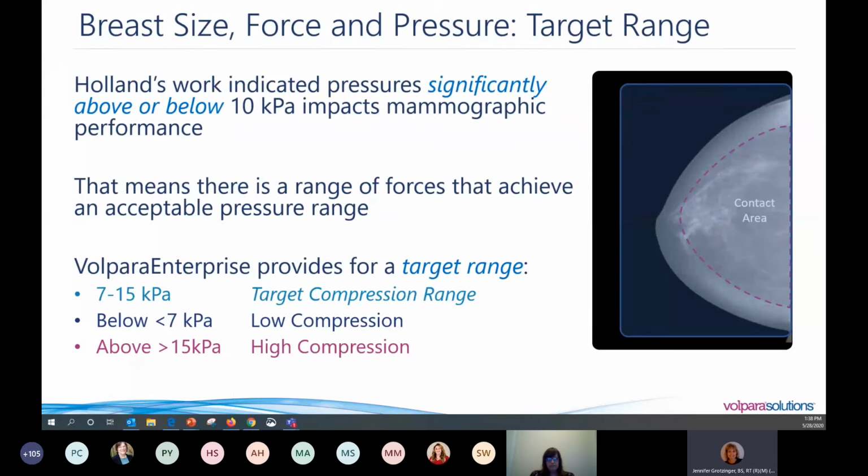Holland's work indicates pressure significantly above or below 10 kilopascals of compression pressure is going to impact the mammographic performance. That means there's a range of forces that achieve an acceptable pressure range. The VolparaEnterprise software provides a target range of 7 to 15 kilopascals of compression pressure. If you are below 7 kilopascals, it is going to be marked as low compression. If you are above 15 kilopascals, we're going to say you have high compression.